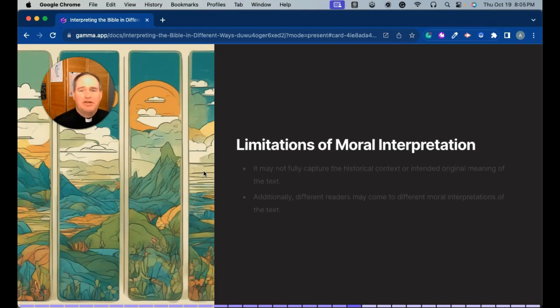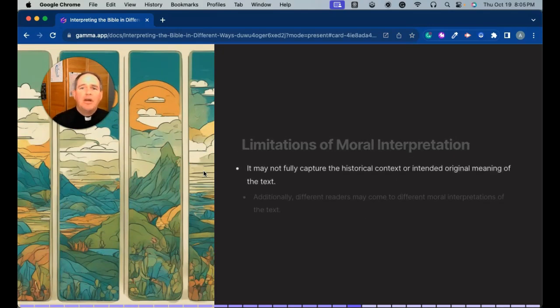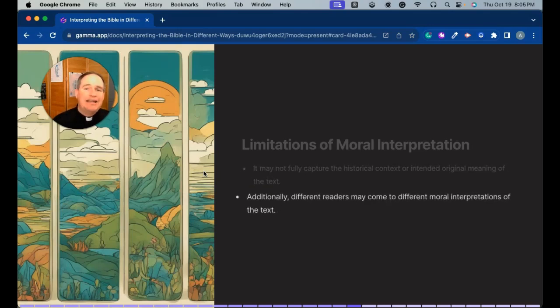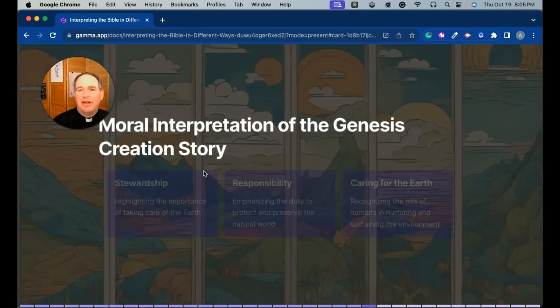Some limitations, though, of moral interpretation. Number one, it's not going to fully capture the context of the text, because our morals might be different from the morals of the people that wrote the text. And secondly, moral interpretations are going to vary across cultures and across time, so we might not be able to come to an agreement, or it might not be as clear what the moral interpretation of the Bible is.